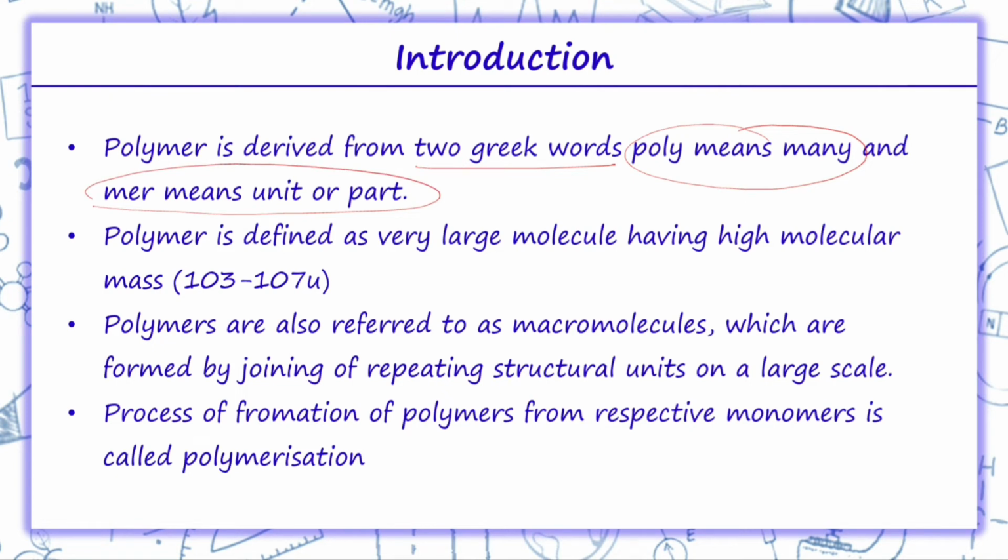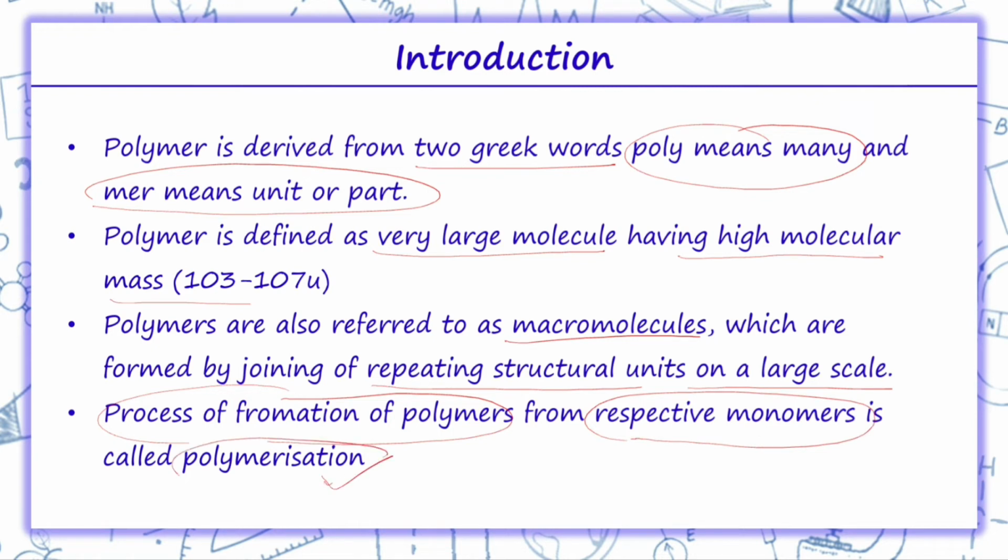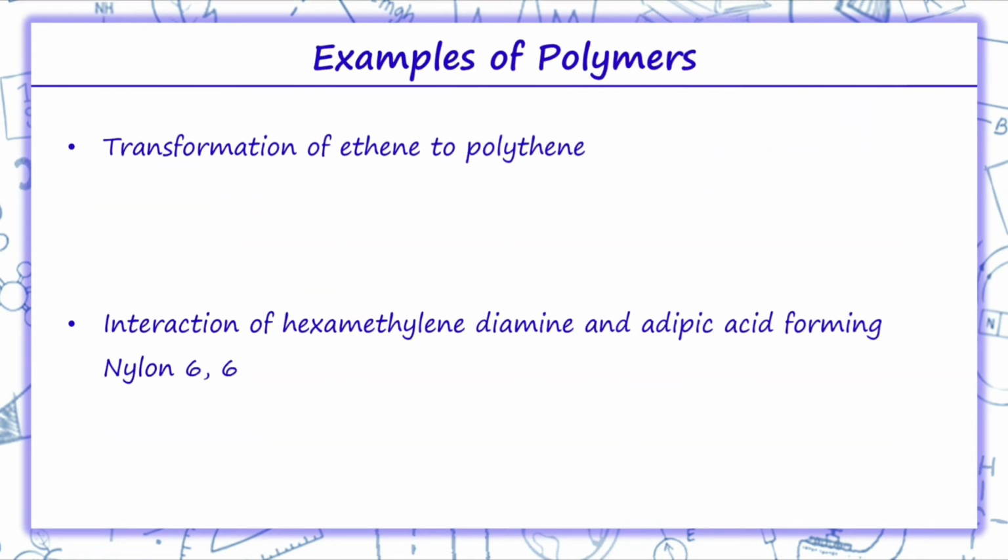Polymer is defined as very large molecule having high molecular mass. These are also referred to as macromolecules, which are formed by joining of repeating structural units on a large scale. So the process of formation of polymers from respective monomers is called polymerization.